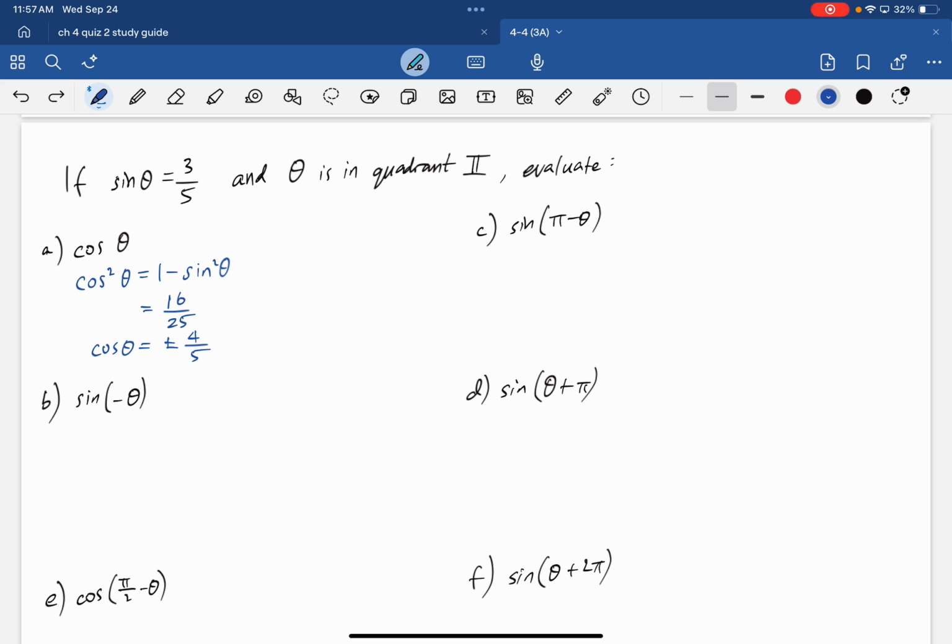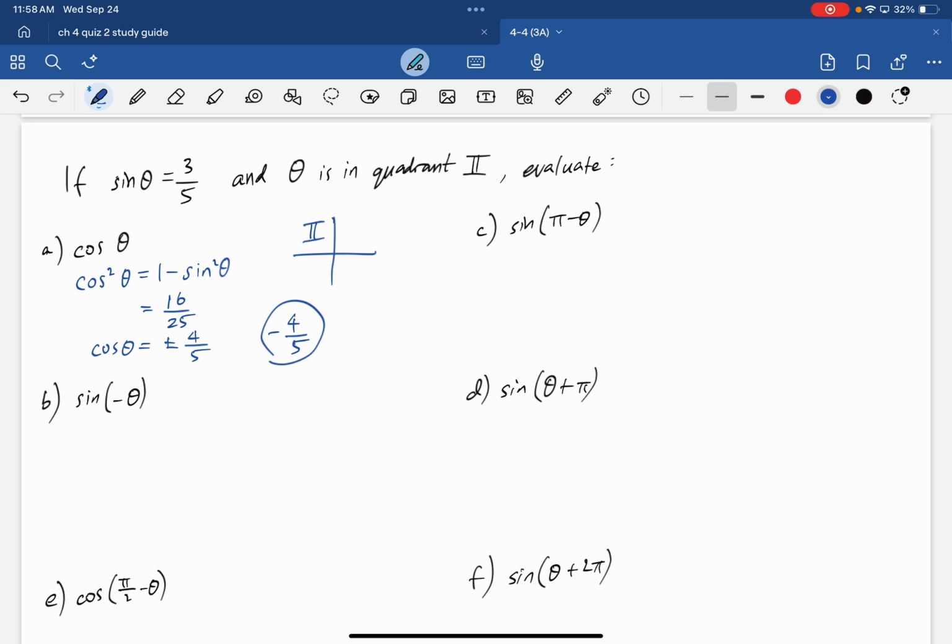Okay? Because anything in quadrant 2 has a negative x value, is that right? And so the cosine, which is the x value, must be negative. So the answer is negative 4/5. Make sense? I just calculated it. I didn't have space to show it. So it's 1 minus 9 over 25, right? Okay. Review that later if you're confused.